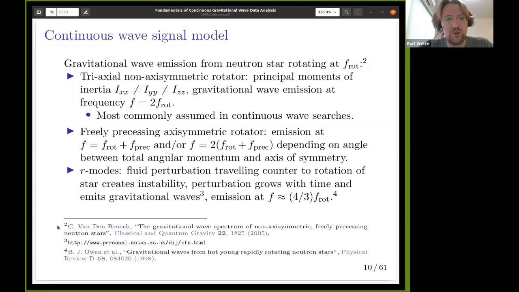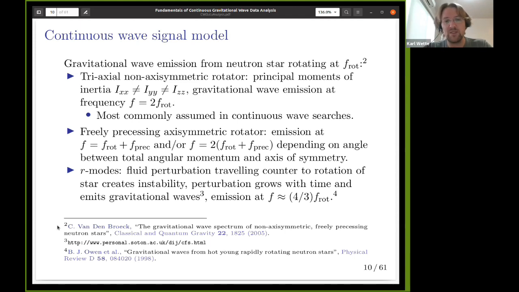There's another model, which is when you have an axisymmetric rotator or an axisymmetric neutron star, which normally wouldn't give you gravitational wave emission because you need to have some deviation from axisymmetry. But if that system is also freely precessing, then that axisymmetric object will move around in time, and you get emission at actually two frequencies: either at the rotation frequency plus the precession frequency, or at twice that value. And depending on how this thing is oriented, so the angle between the angular momentum vector of the system and its axis of symmetry.